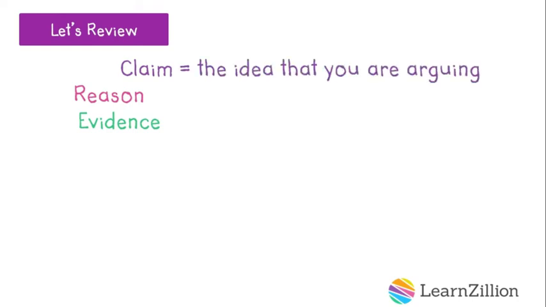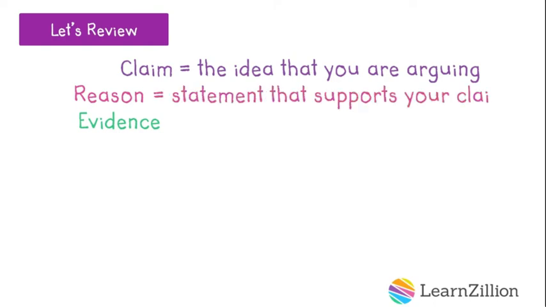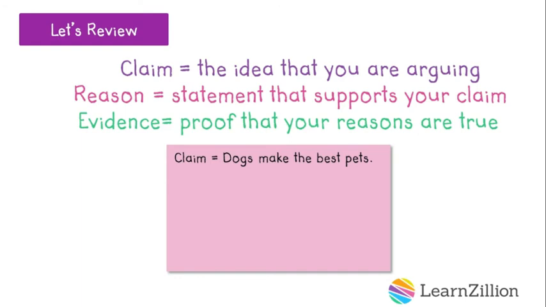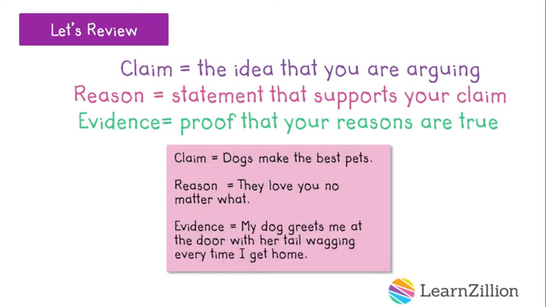A claim is the idea that you are arguing in your writing, or what you want your audience to believe. Reasons are the statements that support the claim, and evidence is the proof to show that your reasons are true. For example, if I wanted to prove that dogs are the best pets, then I might give the reason that they love you no matter what. As evidence, I might give an example, saying that my dog greets me at the door with her tail wagging every time I get home.